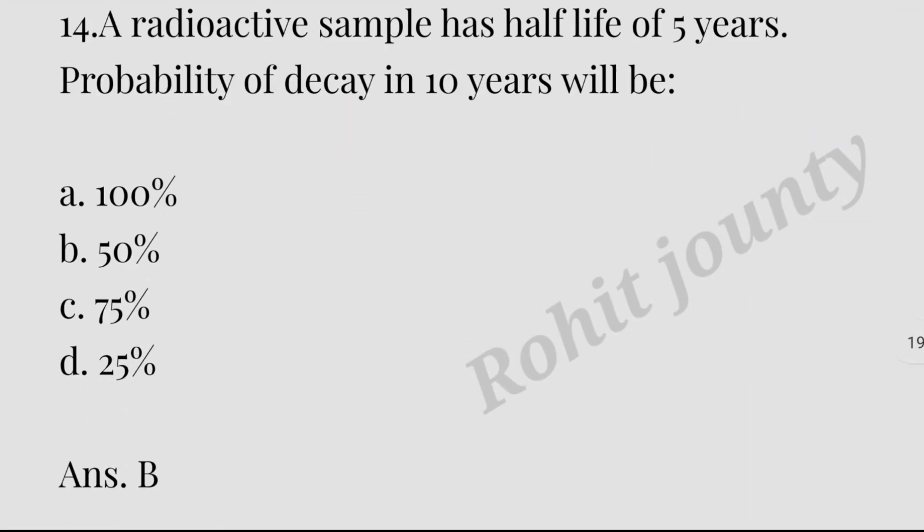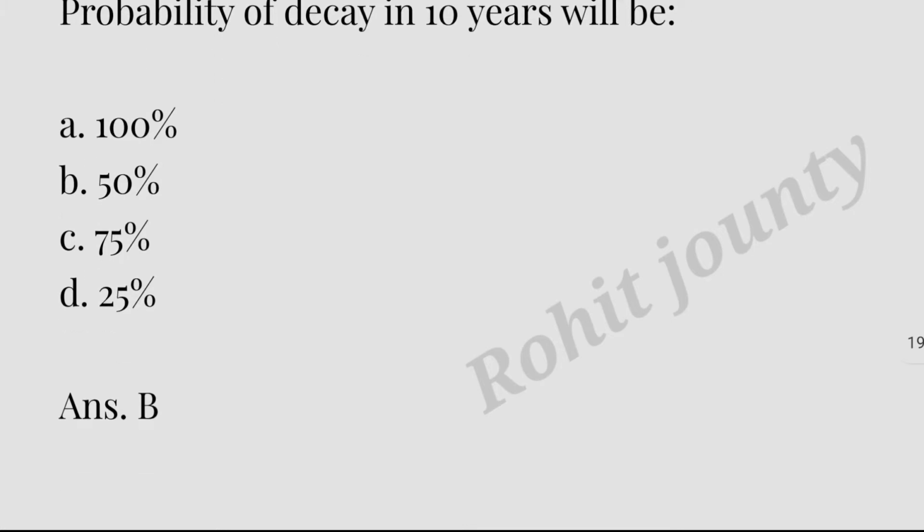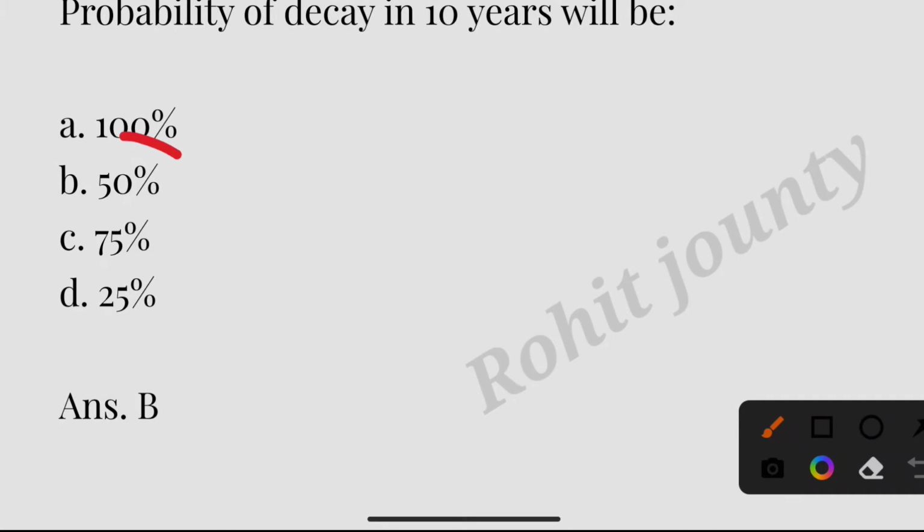Question number 14. A radioactive sample has half-life of 5 years. Probability of decay in 10 years will be option A 100%, option B 50%, option C 75%, option D 25%. The correct answer is option B 50%.